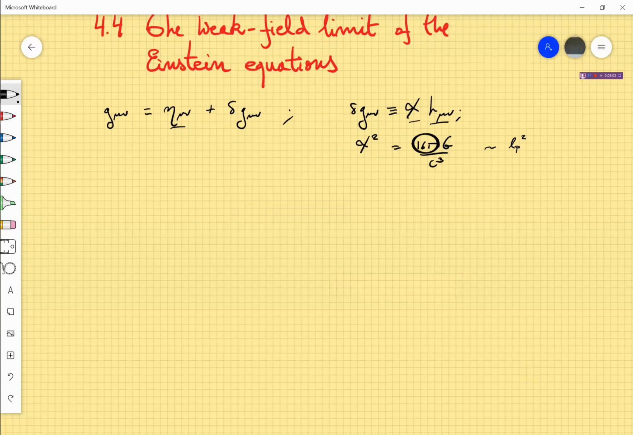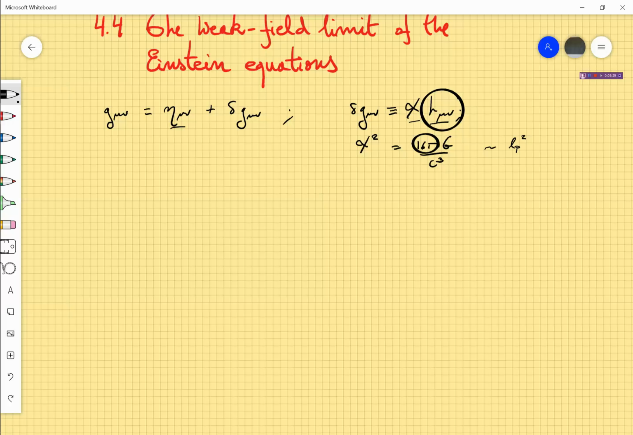The new variable, which is small, is h_{μν}. We want to find the equation of motion for this h_{μν}, and we are going to expand the Einstein equations just to first order in h, ignoring terms of order h² or equivalently of order χ².